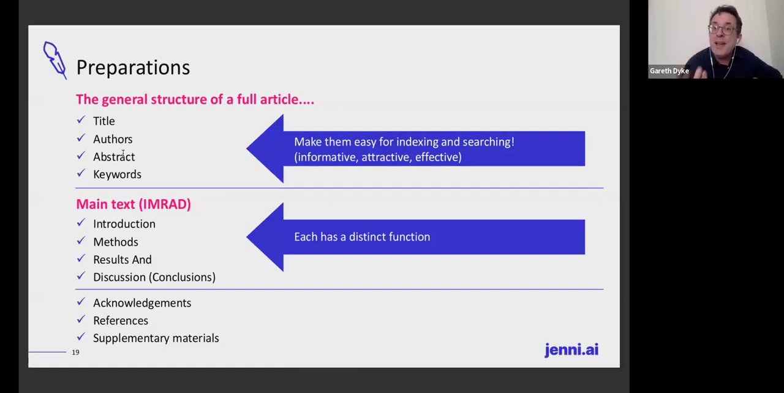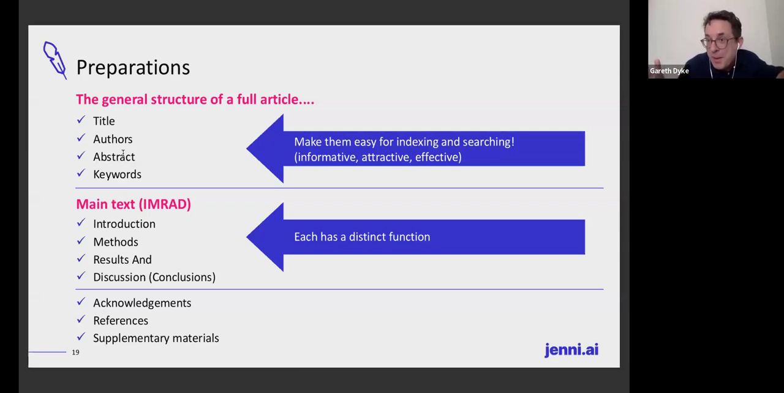And of course, that comes in many STM articles from the IMRAD structure: the introduction, methods, results, discussion, and conclusions. We've got the title, abstract, and keywords at the top, the IMRAD structure in the middle. This is most likely what you'll be aiming for if your research is in science, technology, medicine, and mathematics, STM disciplines.